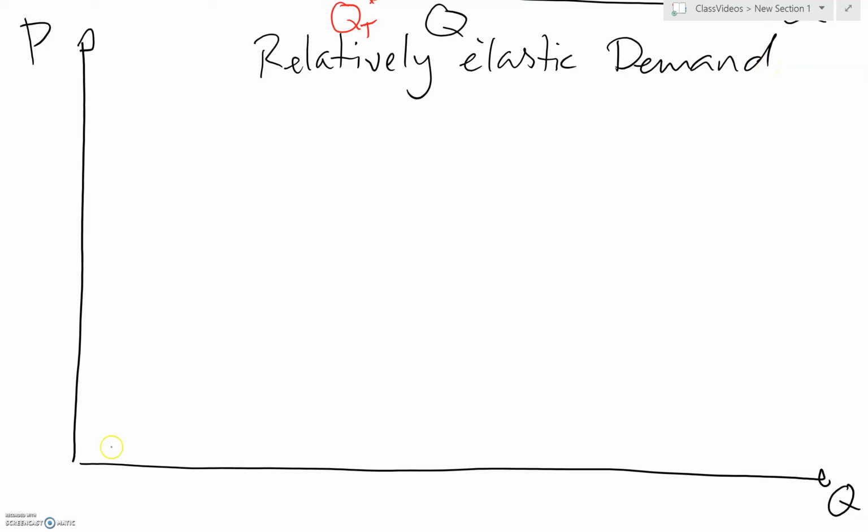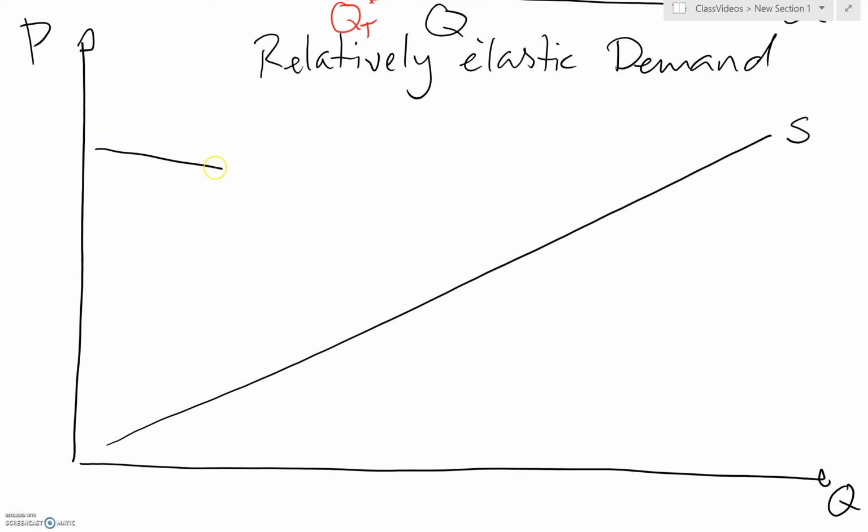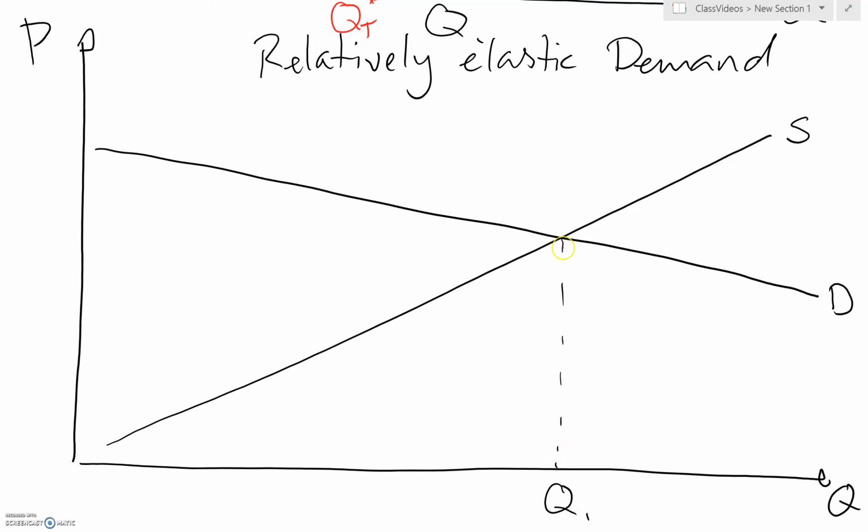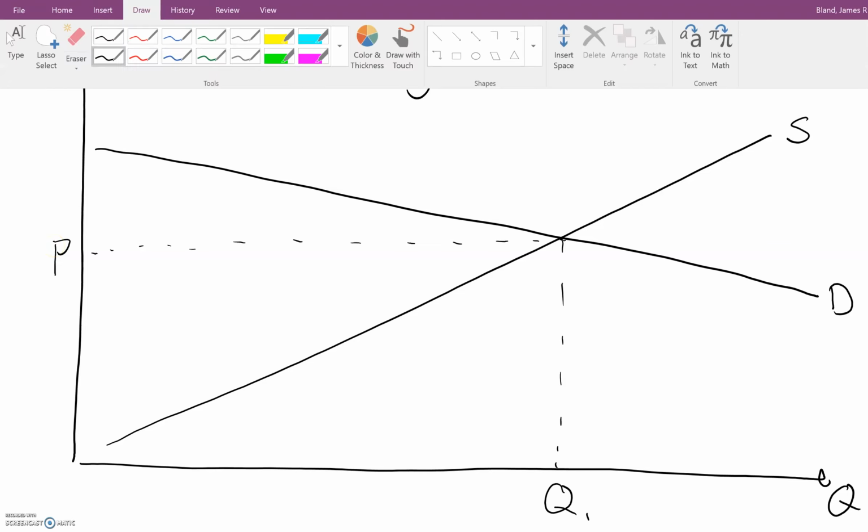Okay, so let's have a supply curve that kind of looks like the one I drew before. And then if we have a relatively elastic demand curve, this means that consumers respond to prices a lot. So if price changes by a little bit, quantity demanded changes by a lot, which is represented in our diagram by a relatively flat demand curve, so something like this. Here is our initial quantity and our initial price, and now we're going to impose a tax.